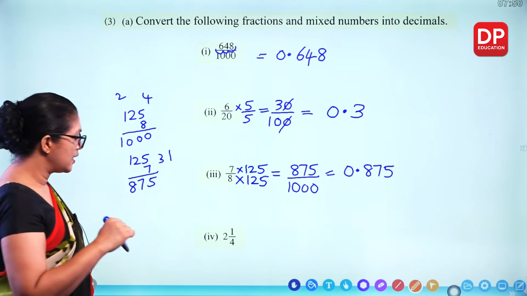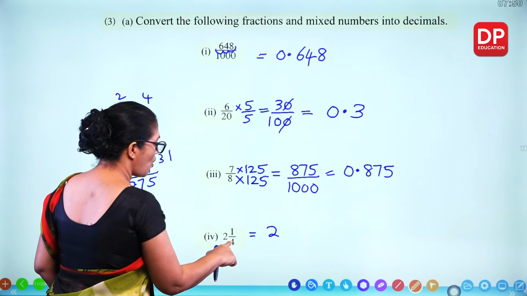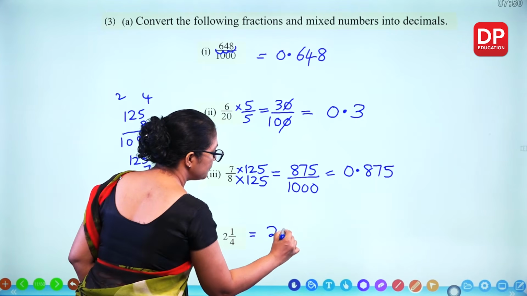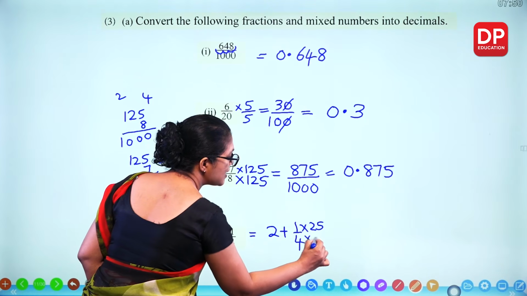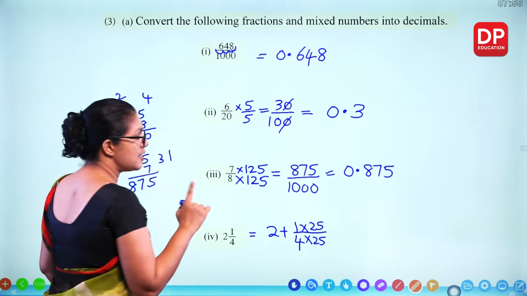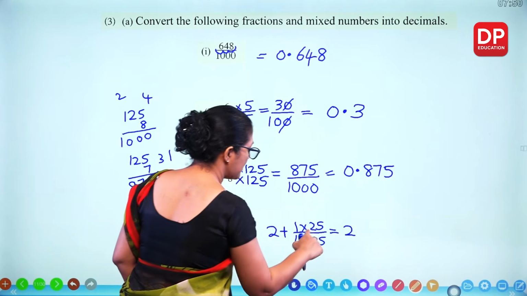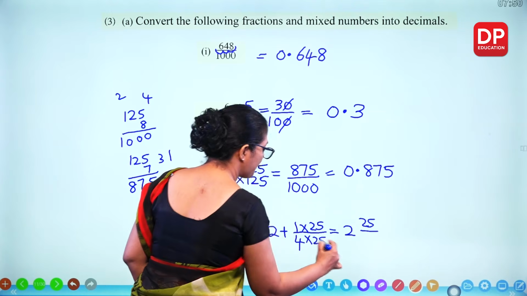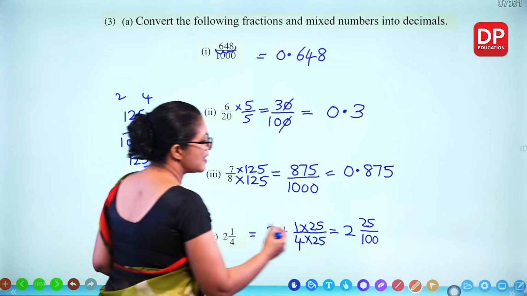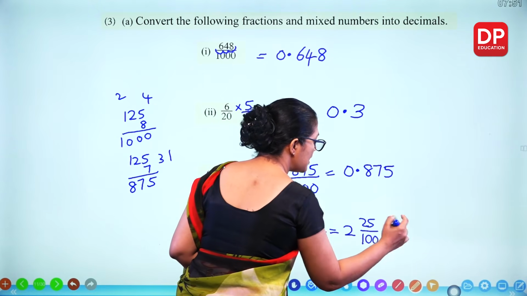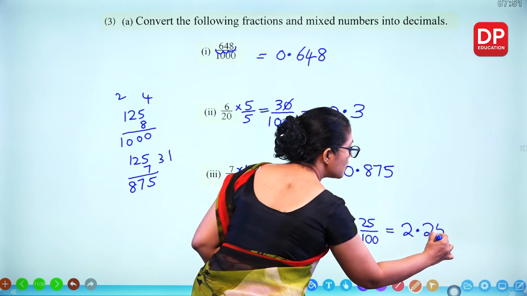2 and 1/4. This 2 is there. 1/4, how can you convert 1/4? I can multiply by 25 both the numerator and the denominator to get the denominator as multiples of 10. So I can write 2 and 25/100, 4 times 25. So what's the answer? 25/100 is 0.25. So the answer is 2.25.